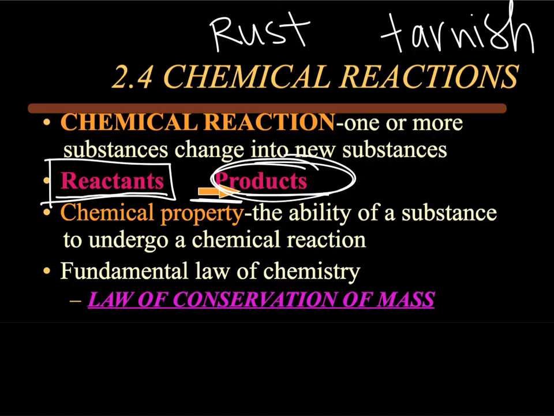Now, what if you're cooking something and then you actually burn it and it turns black, right? When you burn something, that black stuff is basically carbon. That is an indicator to you that a chemical change or a chemical reaction has taken place. You actually see the new product being formed.